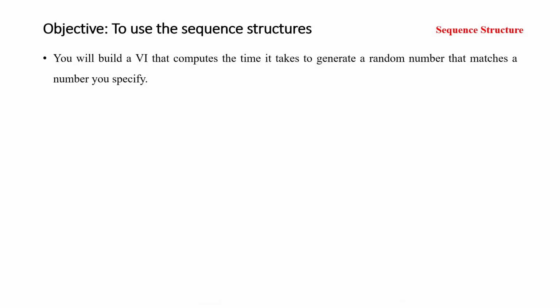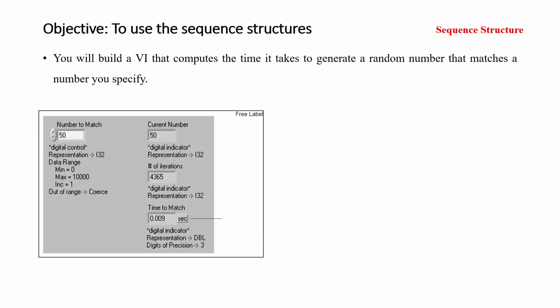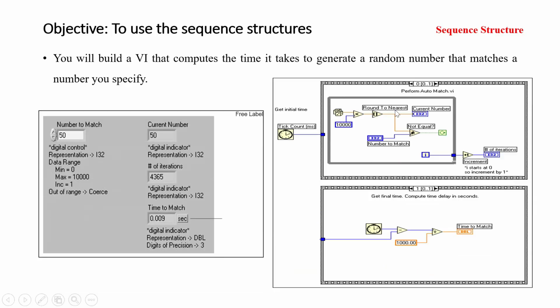Here is an example where we have to build a VI that computes the time it takes to generate a random number that matches a number you specify. Here we have created a program where a random number signal is generated, which is multiplied by 10,000 and rounded off to the nearest value. A number is given which we want to match. In this particular case, we have taken the number 50.